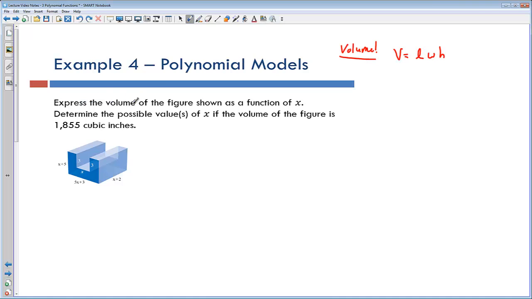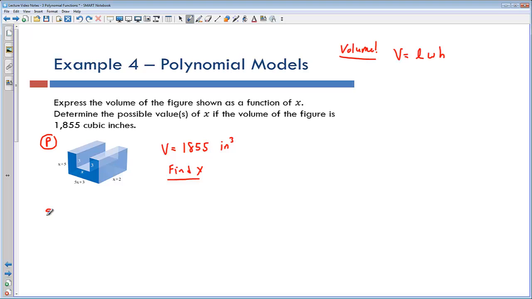So here we want to express the volume of the figure shown as a function of x, and then determine the possible values of x if the volume of the figure is 1,855 cubic inches. And they give us the picture, which is nice. And we know the volume. The volume of this thing is supposed to be 1,855 inches cubed. And we want to find x. And so how do we do that?